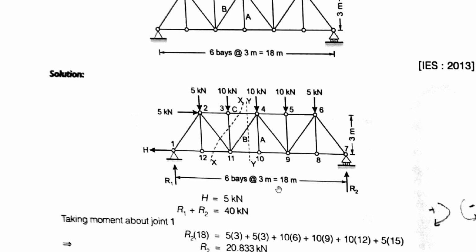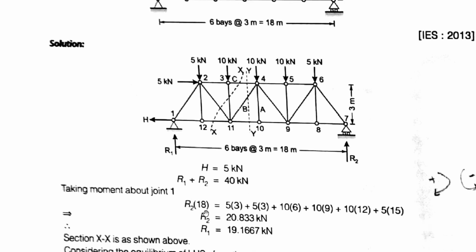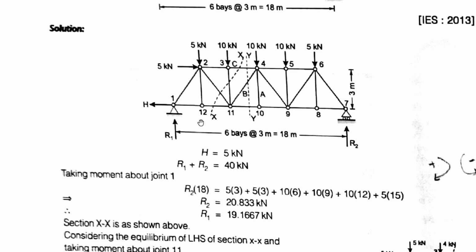So R2 into the perpendicular distance 18, so R2 into 18, minus 5 into 3, minus 10 into 6, minus 10 into 9, minus 10 into 12, minus 5 into 15. This way you can write the equation, and the R2 value will be 20.833 kilonewton. From the equation R1 plus R2 equal to 40 kilonewton, the R1 value will be 19.1667 kilonewton. So our horizontal and vertical reactions are now calculated.